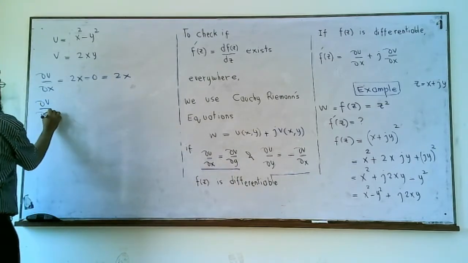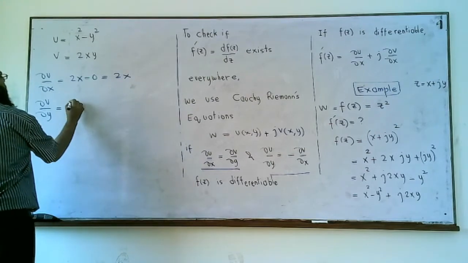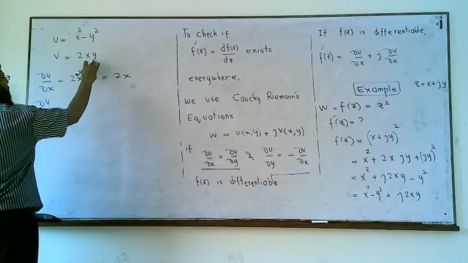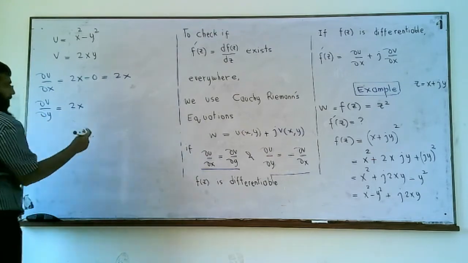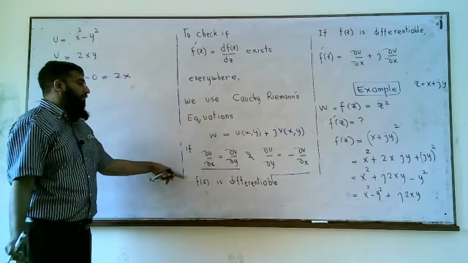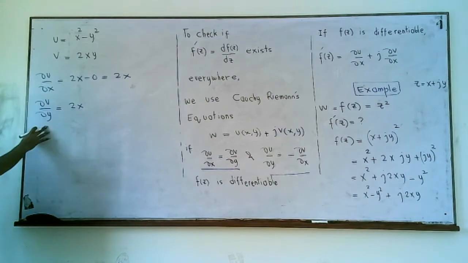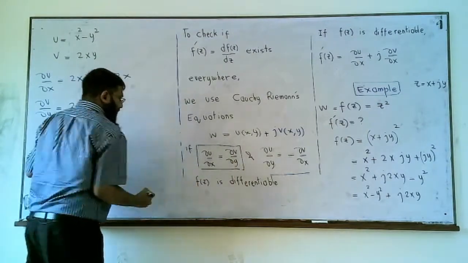Let's check whether these two are the same. Write 2xy, so 2x is some constant and y, 2x, right? So these are the same. So partial u over partial x and partial v over partial y have been computed, and they come out to be equal. This means the first condition is satisfied.